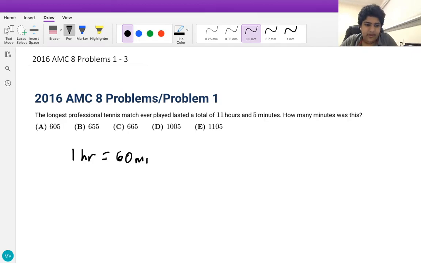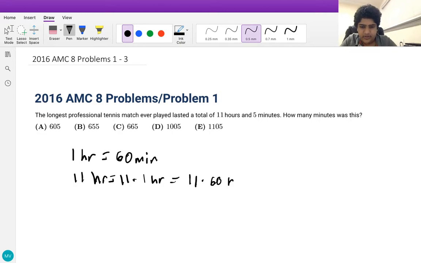Thus, 11 hours is going to equal 11 times 1 hour, or 11 times 60 minutes, which is equal to 660 minutes. So we have 660 minutes.